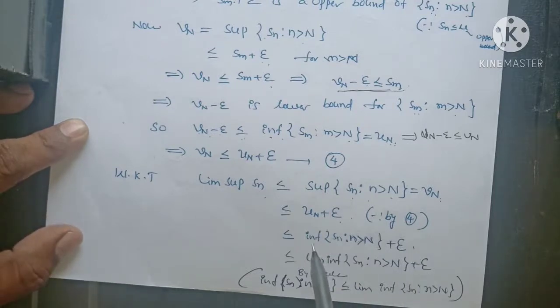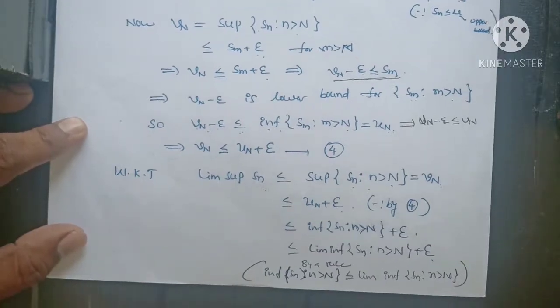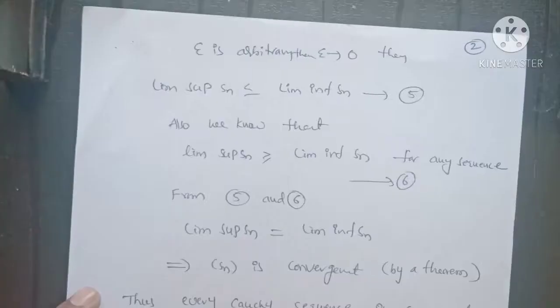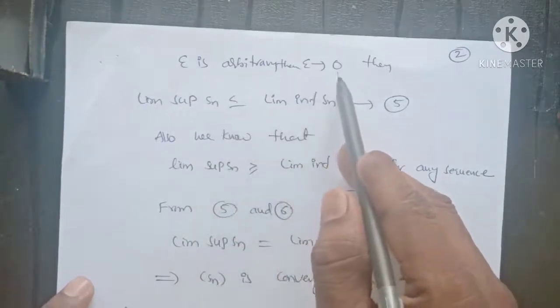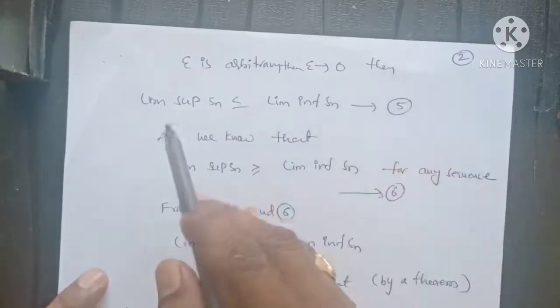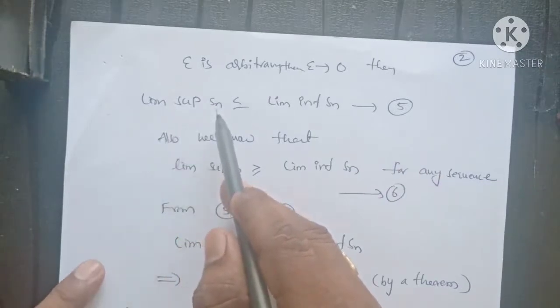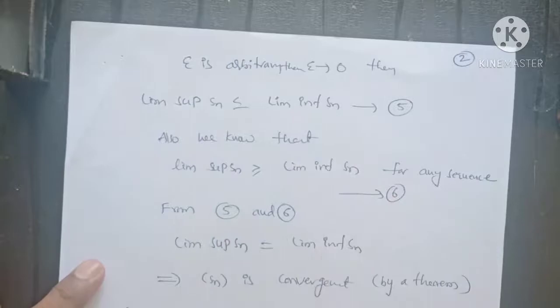We have a rule: the infimum of Sn, n greater than capital N, is always less than or equal to the limit inferior. The infimum of a sequence Sn is always less than or equal to the limit inferior of the sequence Sn. By using this rule, since epsilon is arbitrary, epsilon goes to 0, the smallest positive number, then the limit superior of Sn is less than or equal to the limit inferior of Sn.